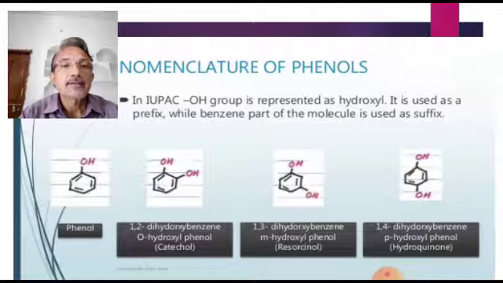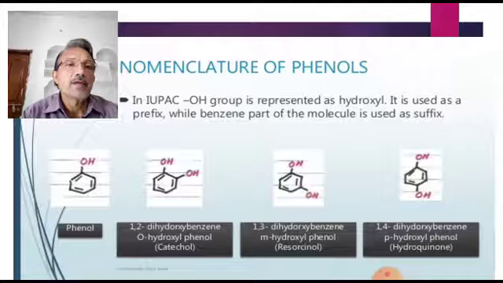Dihydric phenols are further classified into orthohydroxyphenol, metahydroxyphenol, parahydroxyphenol. The IUPAC name of orthohydroxyphenol is 1,2-dihydroxybenzene. Its common name is catechol.